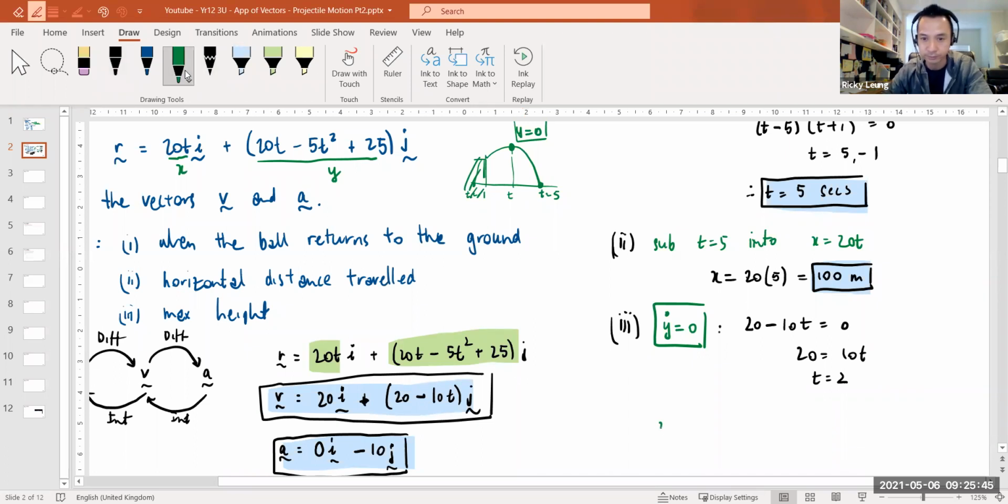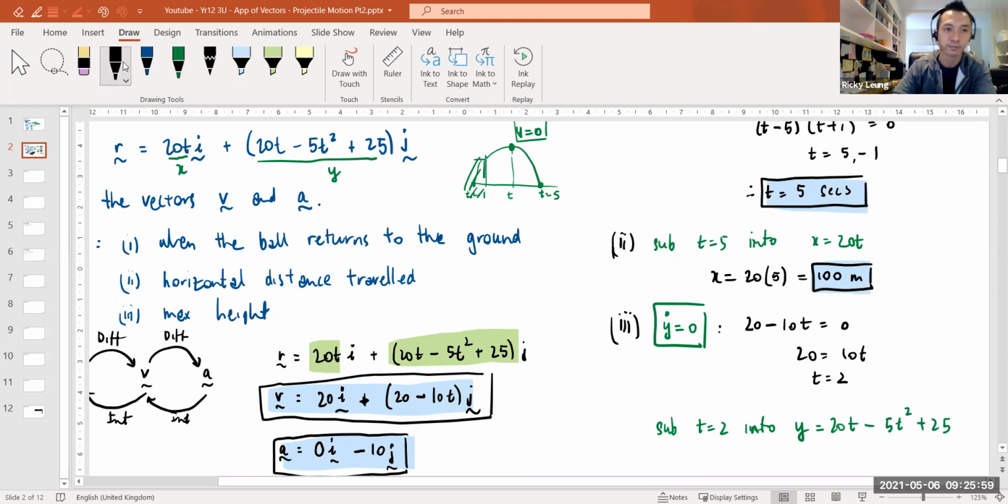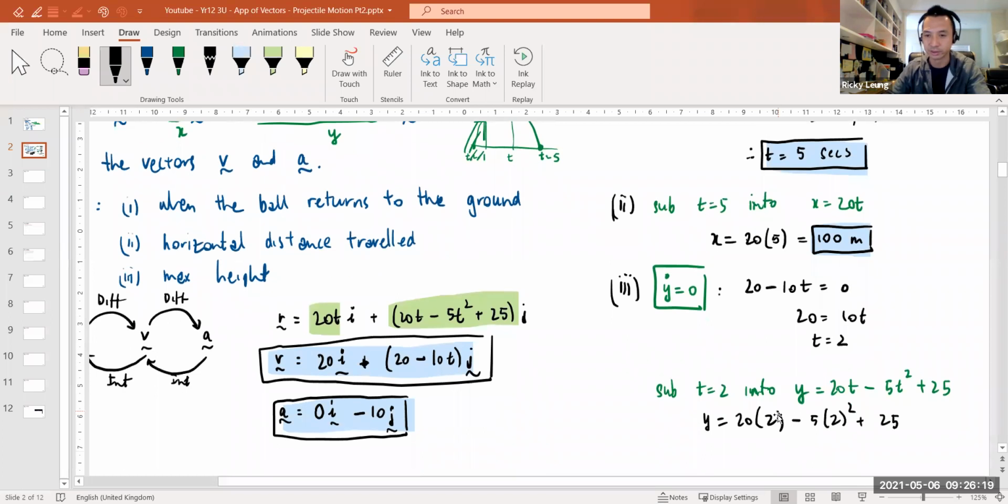So then sub t equals 2 into my y displacement, which is 20t minus 5t squared plus 25. So then you get y equals 20 times 2, minus 5 times 2 squared, plus 25. Now punch in the calculator. That's like 40 minus 5 times 4, which is 20, plus 25. That's 45.